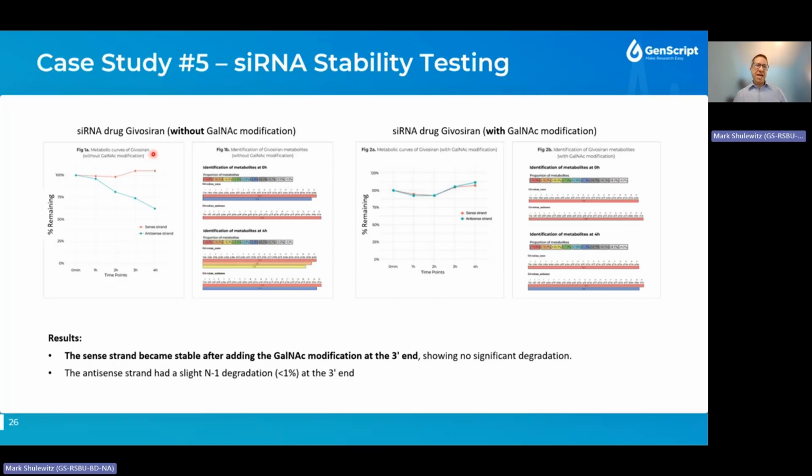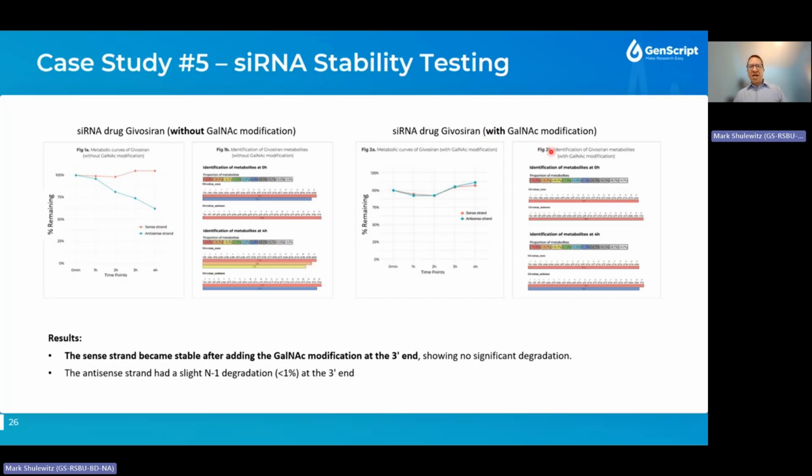We've incubated it and took time points, and as you can see, starting at 0, where we have 100% of the starting material, as the stability assay continues to run after 4 hours, we can see that we have significant degradation of the antisense. Almost half of the antisense molecules have some sort of degradation. Not so much on the sense. When we do mass spec analysis, we can see that in the case of the antisense, we're losing the last nucleotide or the last 2 nucleotides of those molecules.